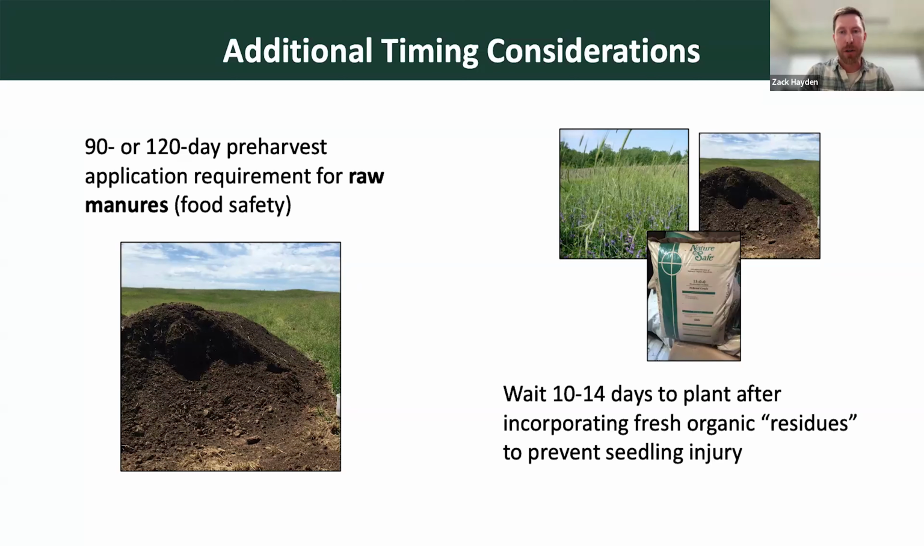Another important thing to keep in mind is that many of you may be familiar with the concept of plant back periods for high residue cover crops. If you incorporate a lot of fresh organic residues, you want to wait at least 10 to 14 days before you plant your crop. This is to prevent issues with seedling injury. There's a lot of dynamic things going on when you have rapid decomposition in the soil. This applies to cover crops, but it's also something you need to keep in mind for incorporation of fresh manures, as well as a lot of these high nitrogen organic fertilizers.